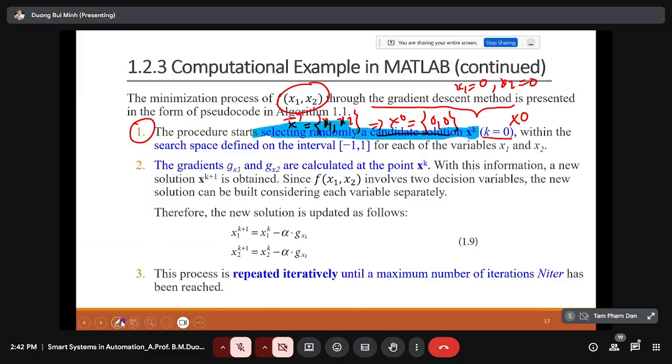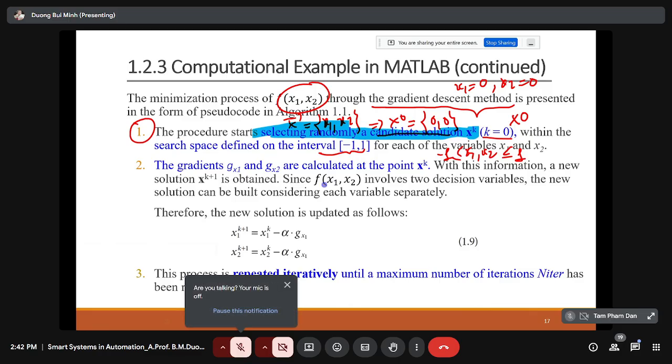Of course, when we randomly select, you should remember we have the boundary: x1 and x2 should be higher than or equal to -1 and less than or equal to 1. We cannot choose any values outside of this interval. The reason is that the boundaries have already been set up before.